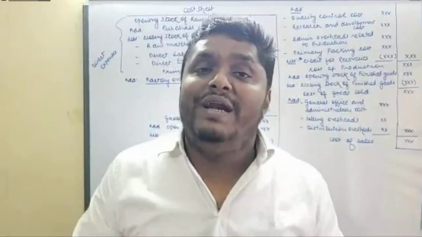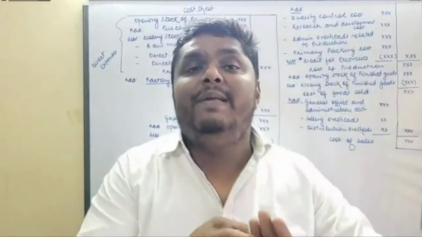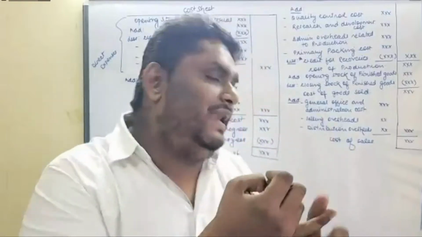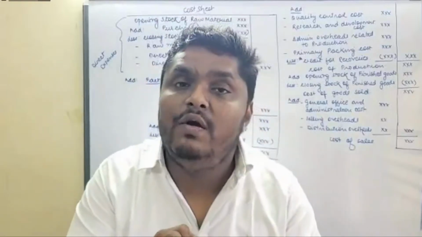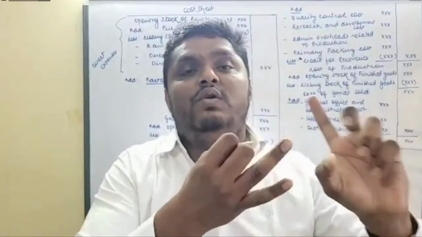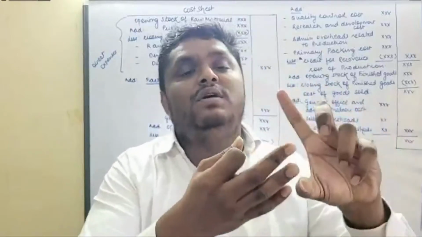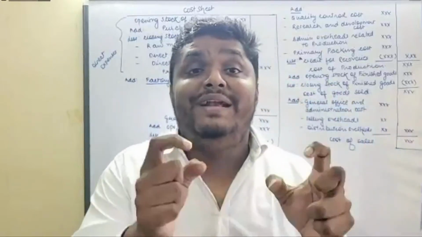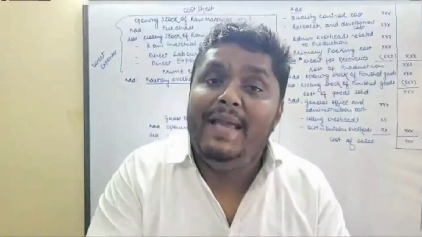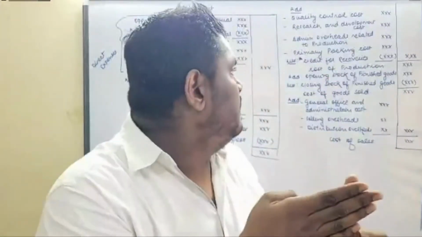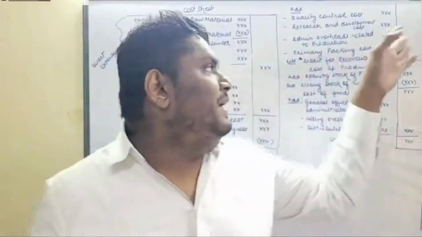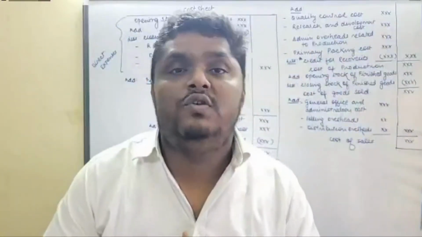Now, after calculating factory cost or work cost, we have to add 4 elements. I repeat, after calculating factory cost or work cost, we will add, first of all, quality control cost, research and development cost, administration overhead that is directly related to production. Thereafter, primary packing cost, and less credit for recoveries. After making all these adjustments, we will get cost of production.